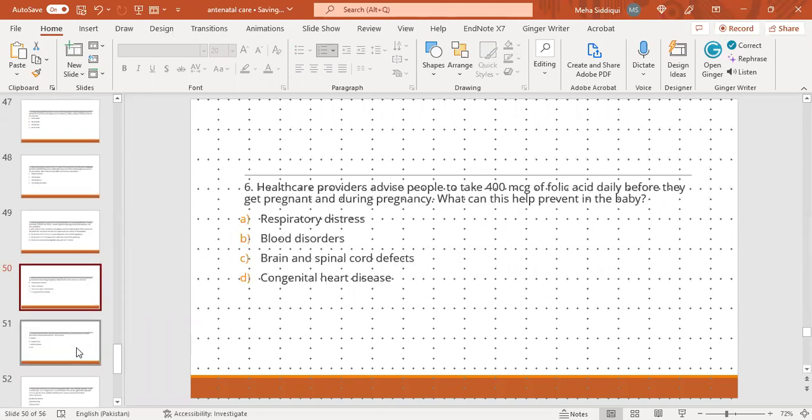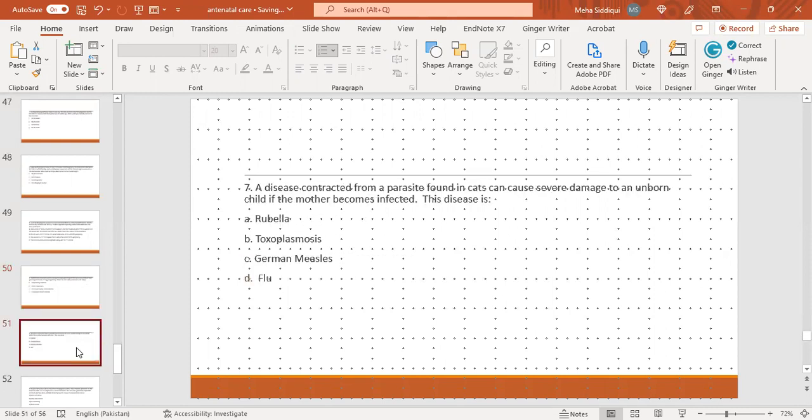MCQ number 6. Healthcare providers advise people to take 400 microgram of folic acid daily, before they get pregnant and during pregnancy. What can this help prevent in the baby? Respiratory distress, blood disorders, brain and spinal defects, congenital heart disease. C. Yes, C is the right option.